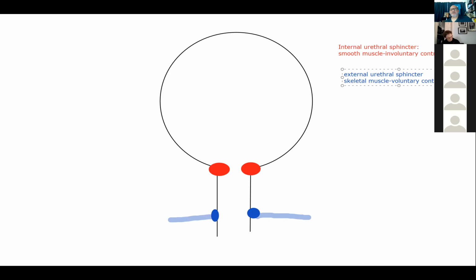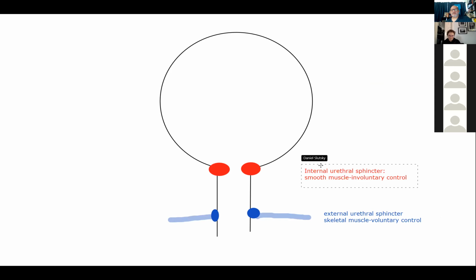Let's go ahead and move those. This can go here. This can go here. And again, I think I said it, but let's go ahead and do it. This is part of the detrusor.